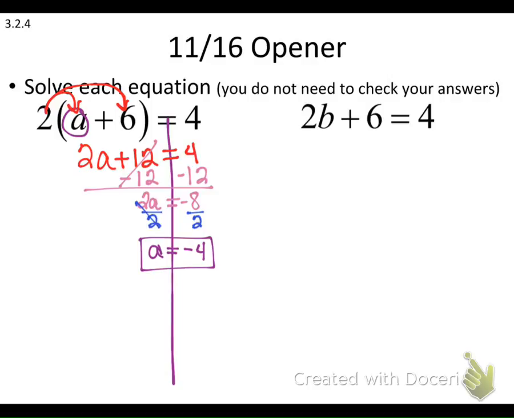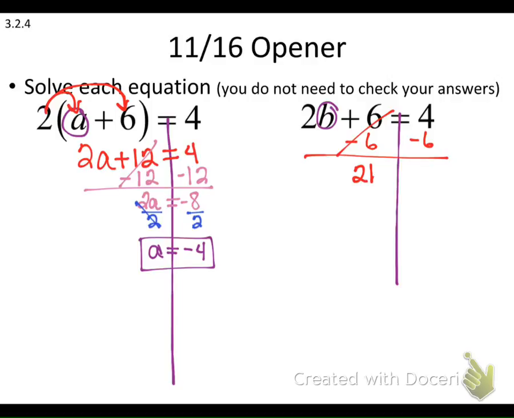All right, next one. 2b plus 6 equals 4. I'm going to go ahead and circle my variable. I'm going to draw my line of equality. Imagine, what do I do first? You put minus 6. That's right. I'm going to put a minus 6 on both sides. I can't distribute here because there's no parentheses and number on the outside of the parentheses.